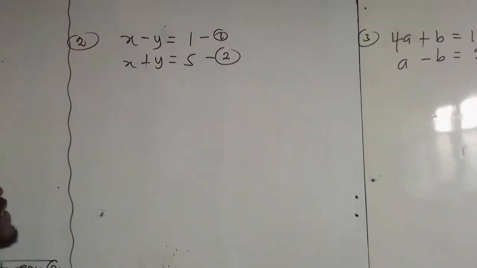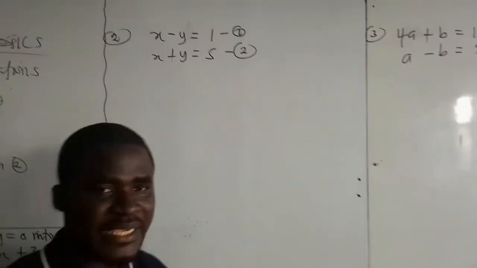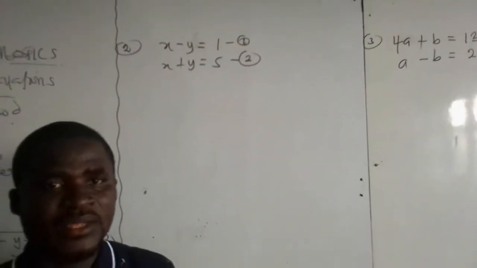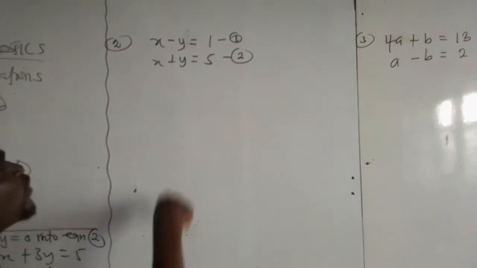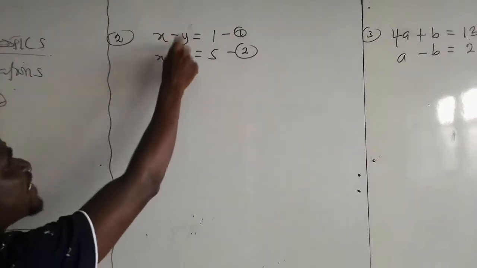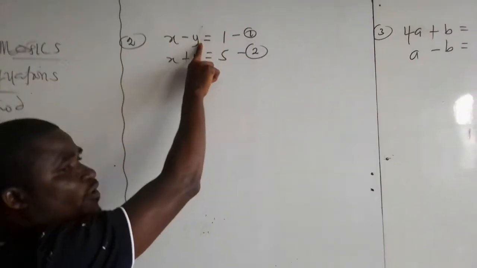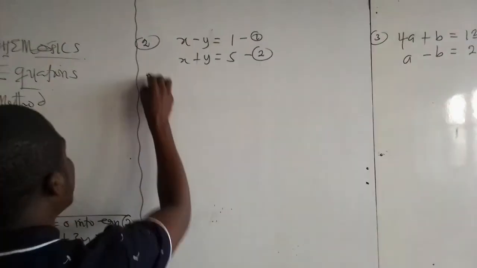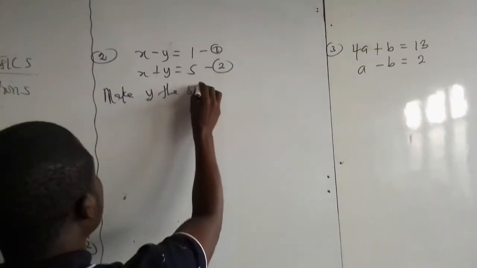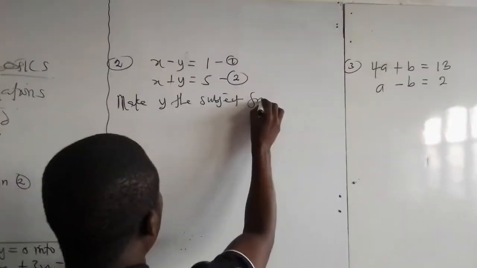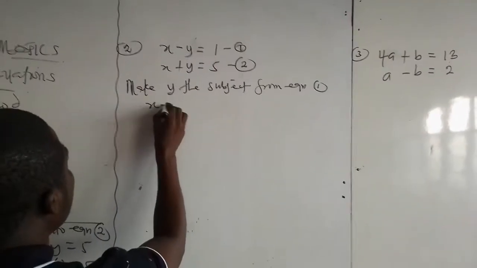Now, I said make one of the variables the subject, either x or y. Now, I want to make y the subject from equation 1. So, equation 1 we have x minus y equals 1.